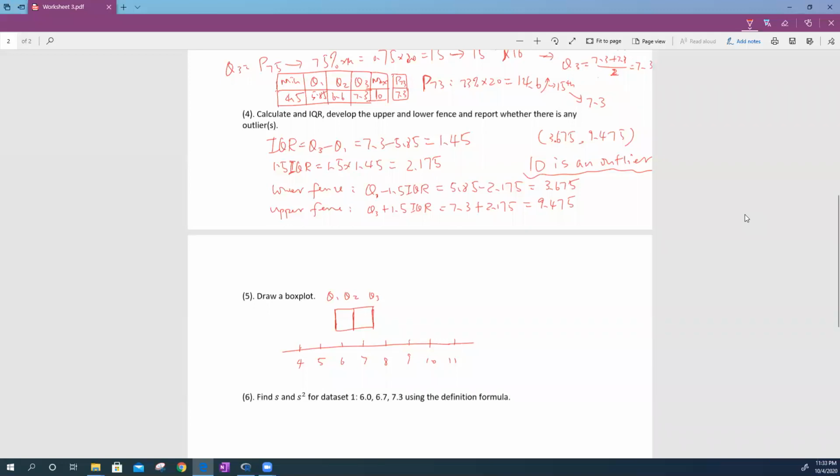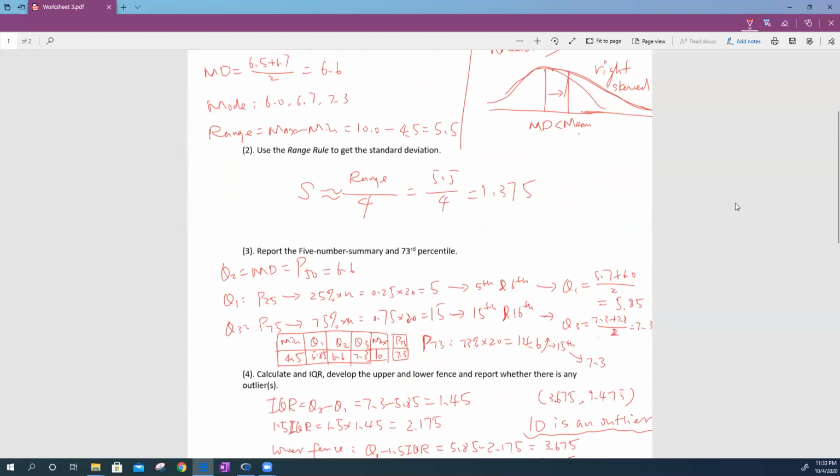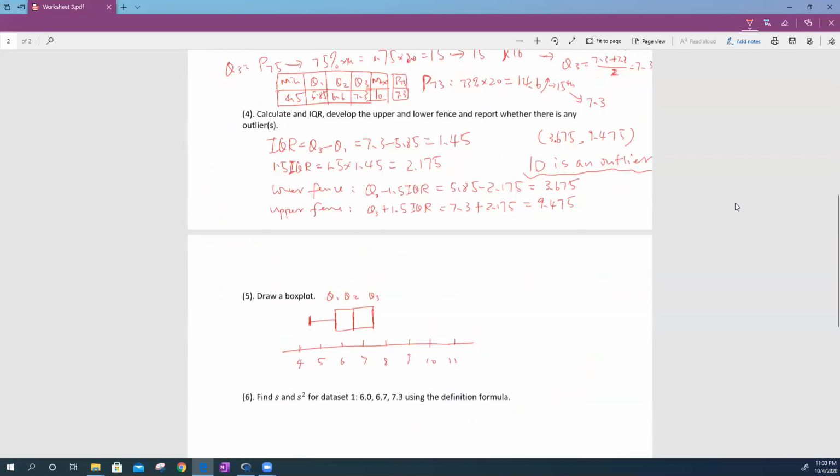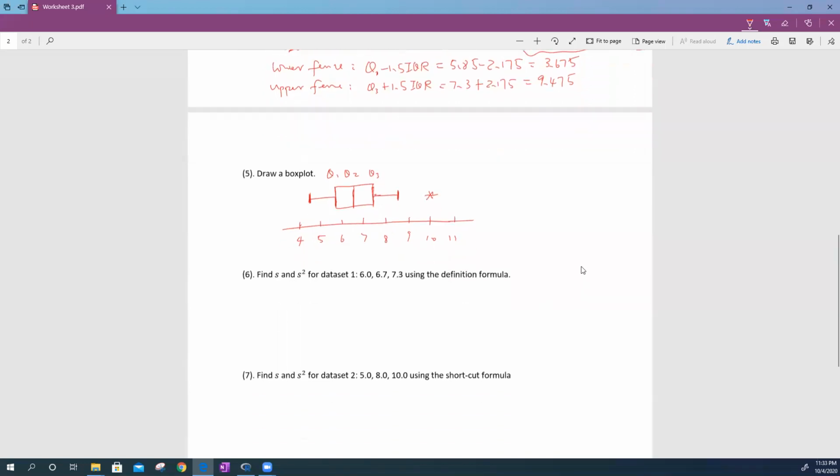And then we have the two adjacent values. The smallest within the fence, which is 4.5. So a shorter line, and then connect to the box. And then the upper adjacent value, which is the largest number within the fence. So that's the second largest number, 8.5. So we have 8.5 here, and then connect to the main box. And then we label the outlier, which is our 10. So that's a box plot.